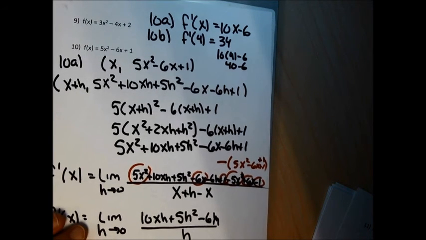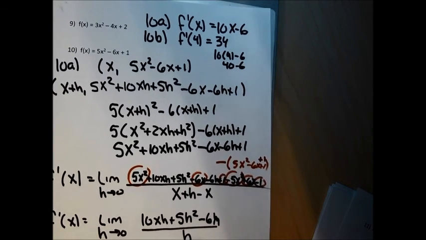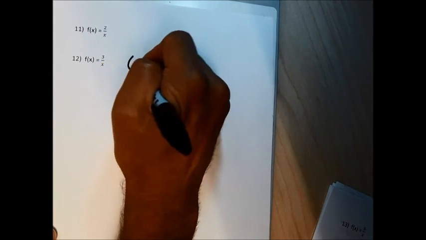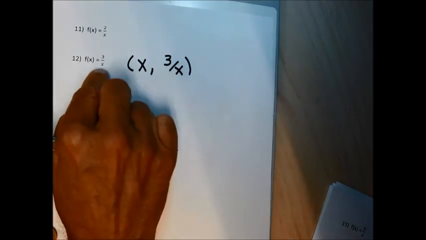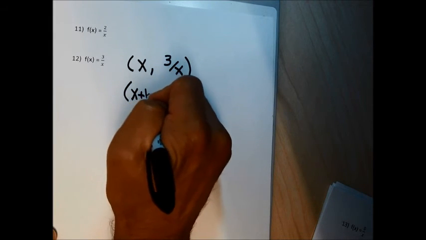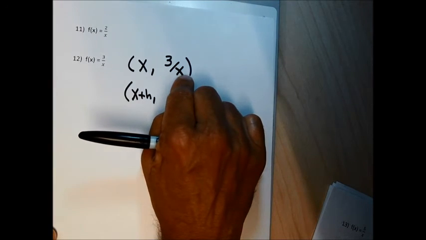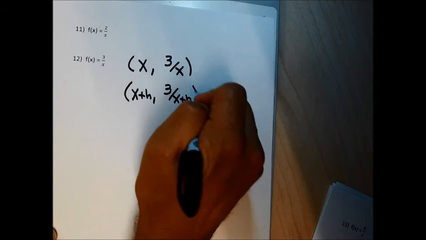So you should be able to give a crack at doing number 9. And I will move on and do 11 and 12, which are a little bit trickier. Or I'll do 12, which is a little bit trickier. So 12 gives me a nasty function because of the fraction. I need to find the derivative, so I need 2 points. The first point is going to be x comma 3 over x, because that's what the y-coordinate is. The second one is going to be x plus h, and then I just need to change that x to an x plus h, so 3 over x plus h.